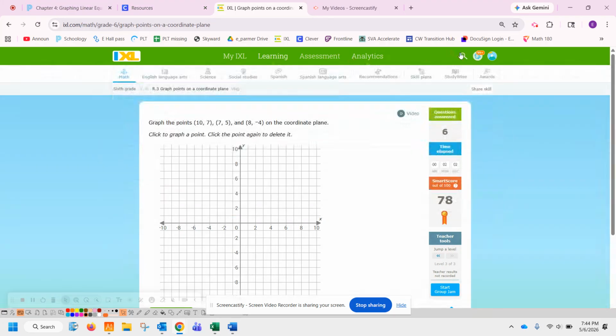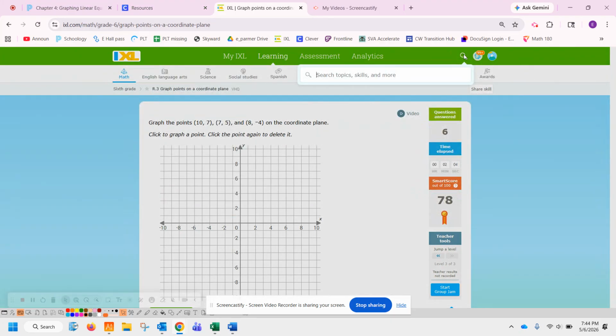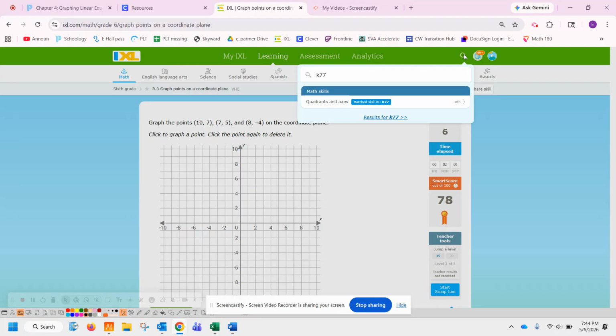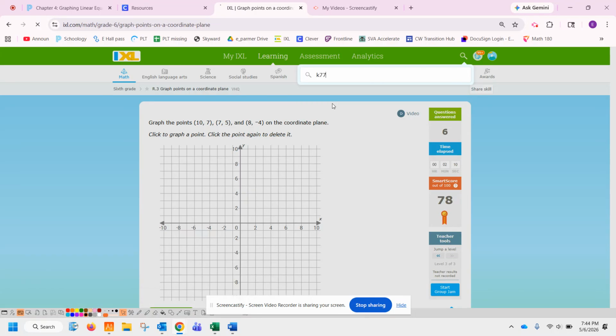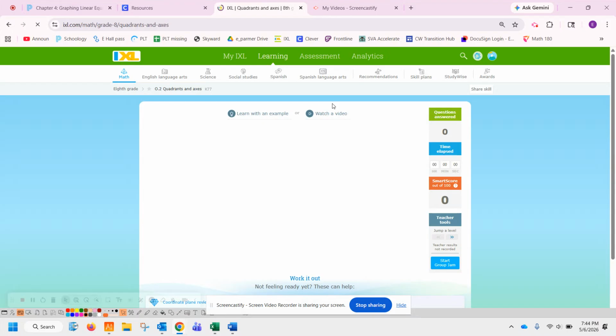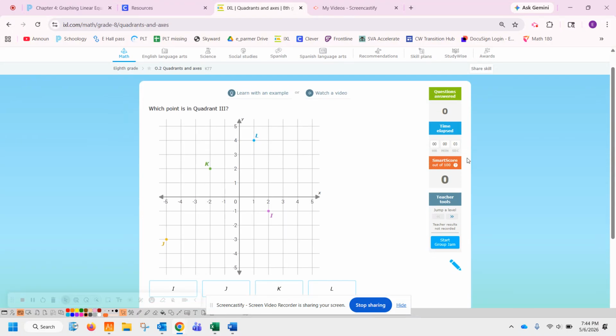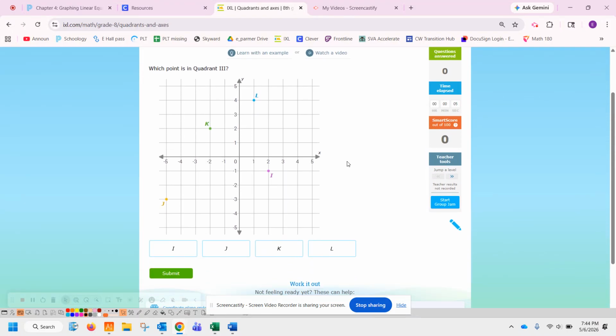Our next one is going to be K77. This is all about the quadrants on the coordinate plane and the x and the y axis. Okay, so this one you have to know which one is quadrant 3. This is in Roman numerals. So quadrant 3 is down here in the lower left corner. That means J is in quadrant 3.